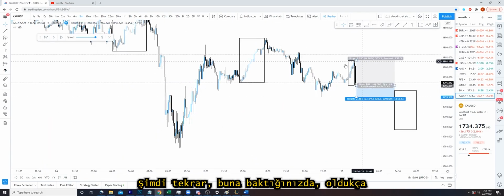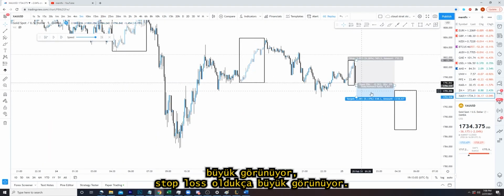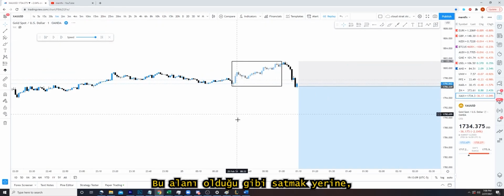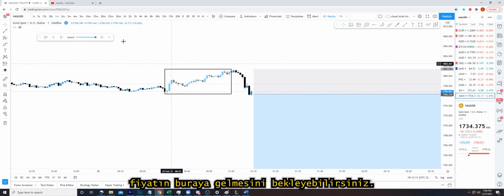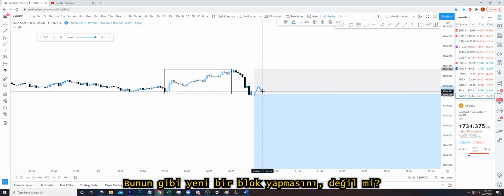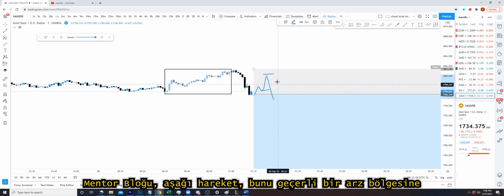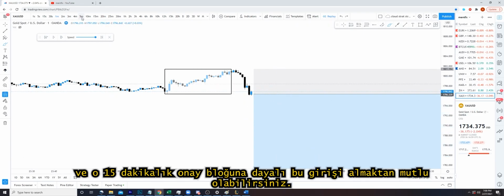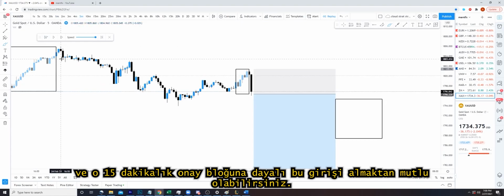Now, again, as you look at this, it looks rather large, like the stop loss looks rather large. So of course you can get on a 1-minute and look for the same confirmations within that area. How so? Well, instead of selling this area as it is, you can wait for price to come in here, make a new block as such, right? The MentorFX block, the move down below, creating that into a valid supply zone and trading that to get lower.